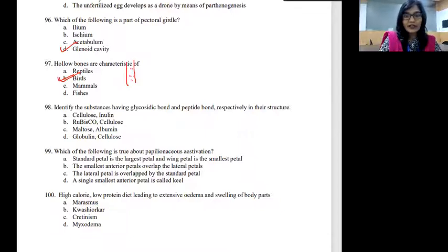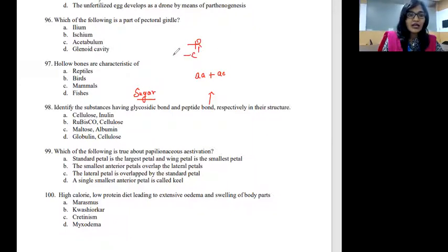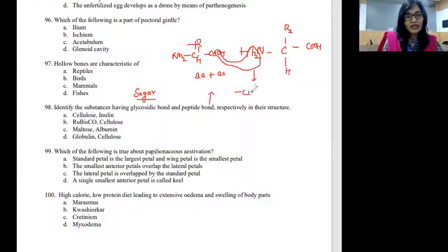The next question: identify the substance which forms glycosidic bonds. You already know what a glycosidic bond is. A glycosidic bond is between sugars, and a peptide bond is between amino acids. So you have R, then C, then NH2, then COOH, and then H. Another amino acid will combine, which is going to be NH2, then C, then R2, any other compound, and then H and H. So this H2 and one oxygen combine together and are released. What bond do you get? A CO-NH bond, and the rest of the things are the same. This bond is called a peptide bond.